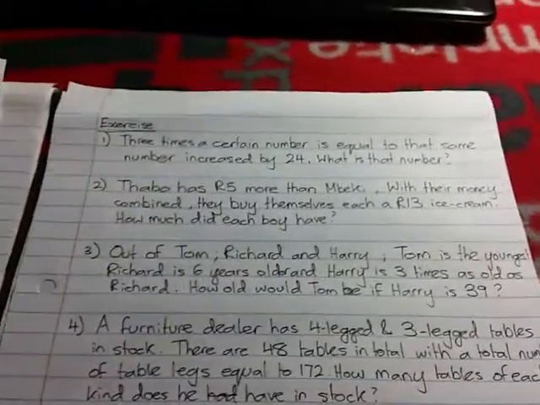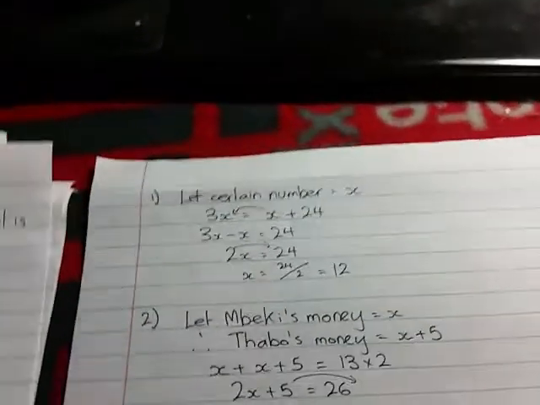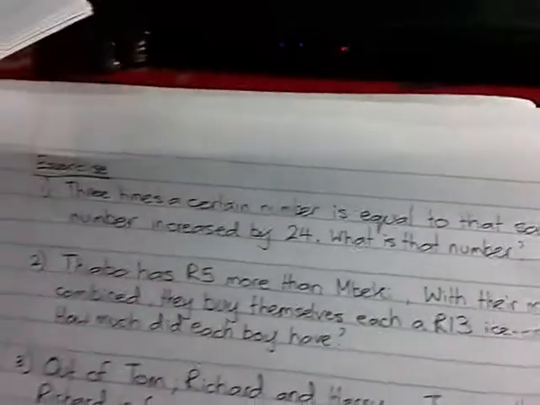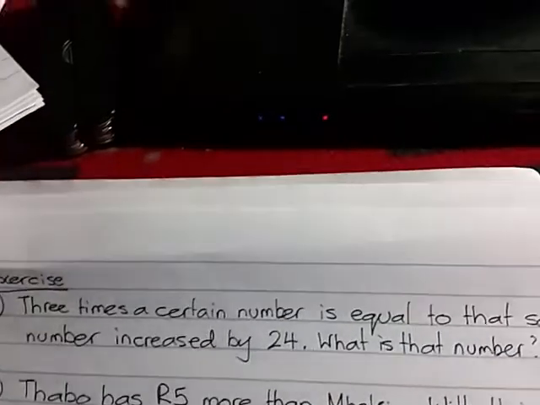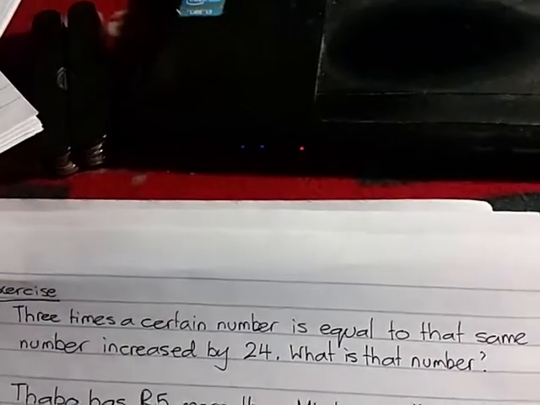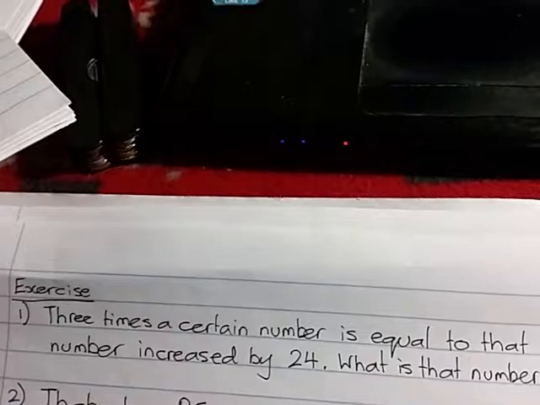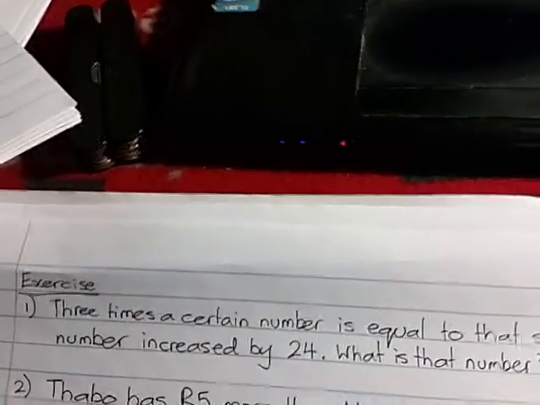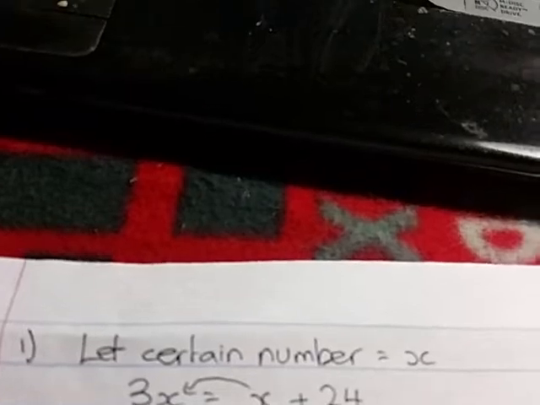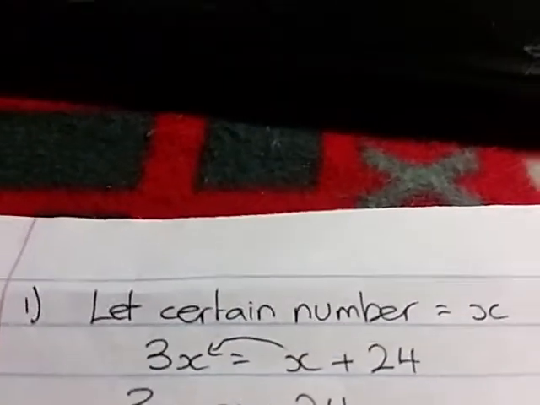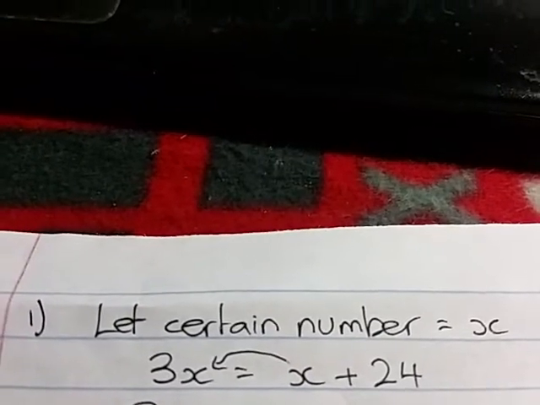Okay, let's do the correction. Right, there were only 4 that we had to do, so this shouldn't take us too long. The first one: 3 times a certain number is equal to that same number increased by 24. What is that number? Okay, start off with let the certain number equal x. 3 times a certain number is going to be 3x. And that's equal to that same number increased by 24. So 3x equals x plus 24.